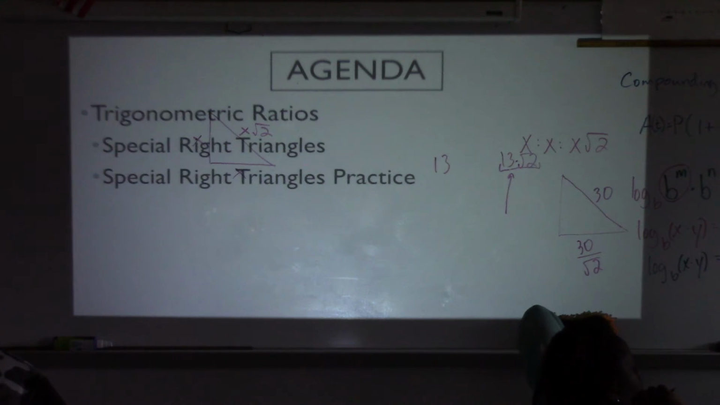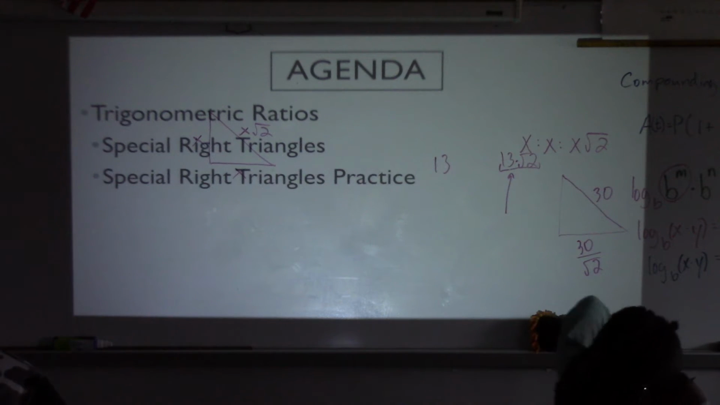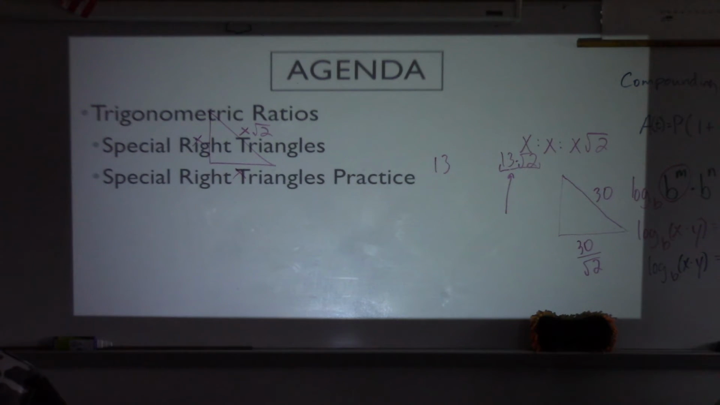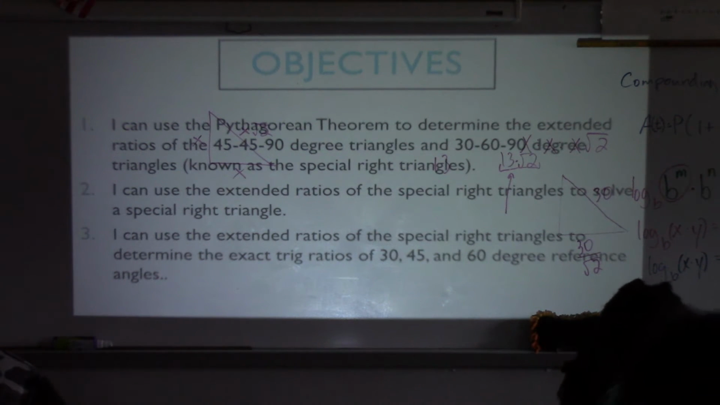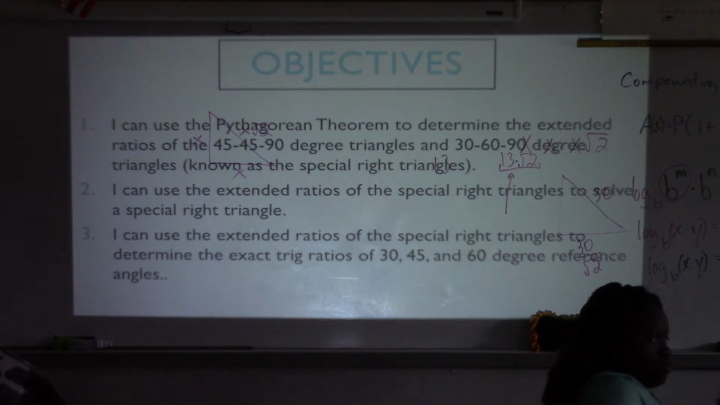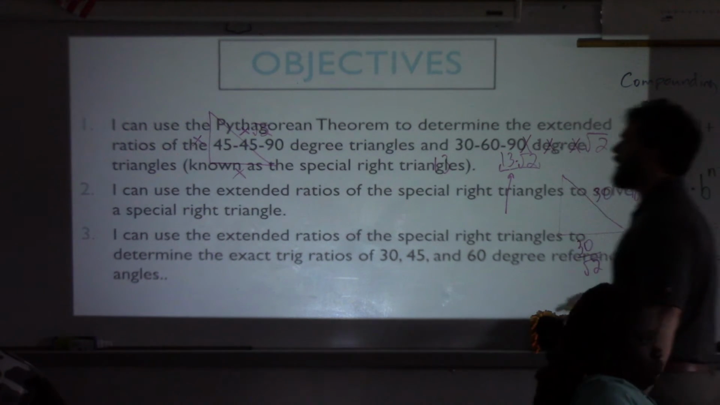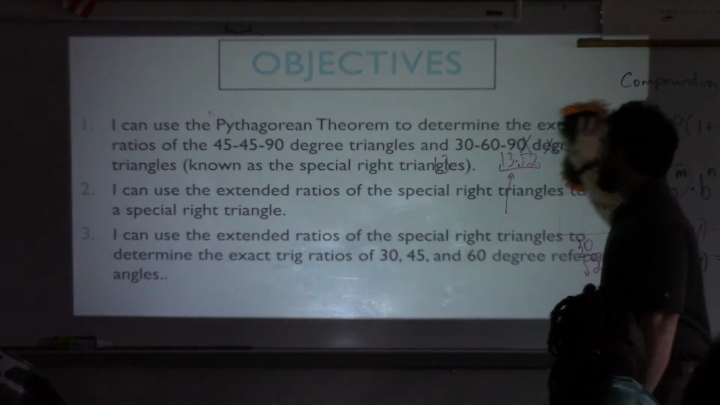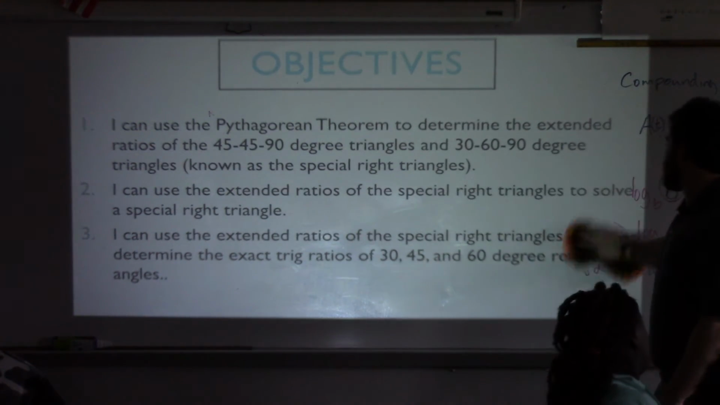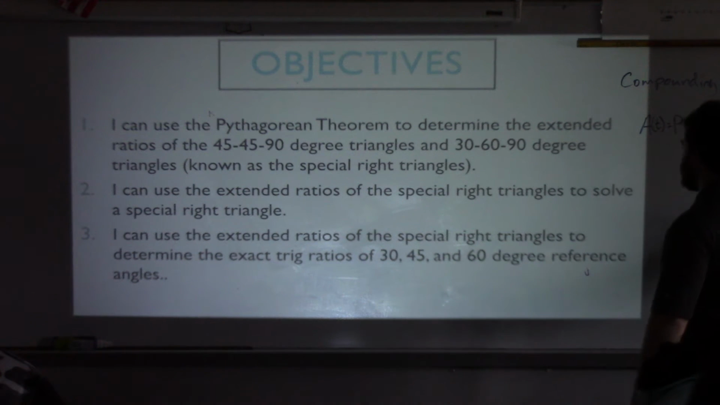So we are moving past the 45, 45, 90. Hold on one second. To get into the 30, 60, 90. So I want you to notice, remember, and this is where some of us got to in the bell ringer, we want to use the Pythagorean theorem to determine the extended ratios of the 45, 45, 90 degree triangles and the 30, 60, 90 degree triangles, which are the special right triangles.